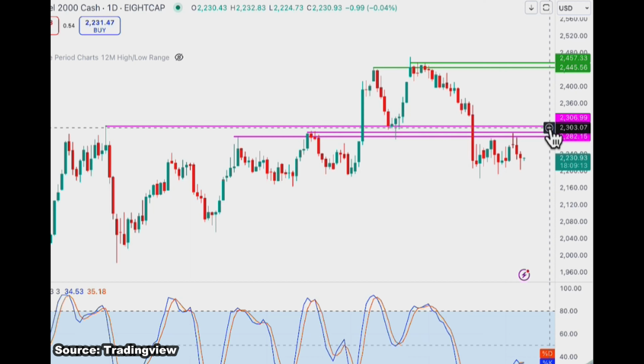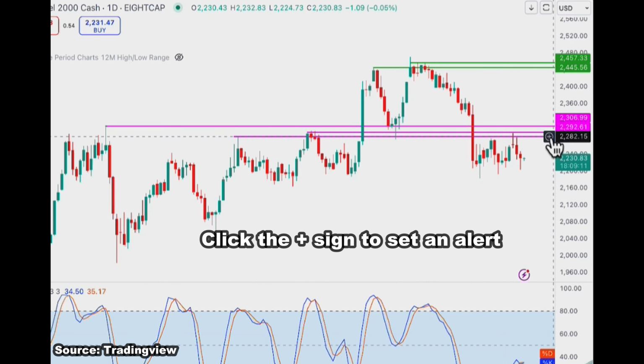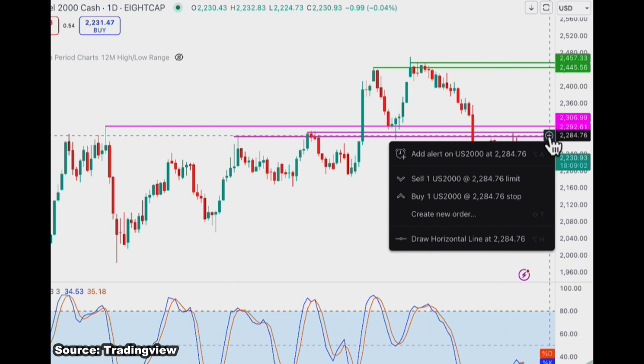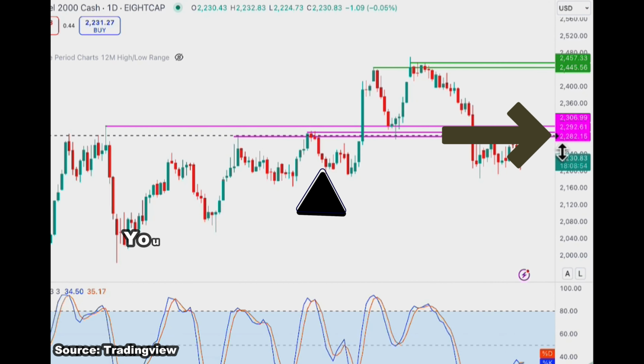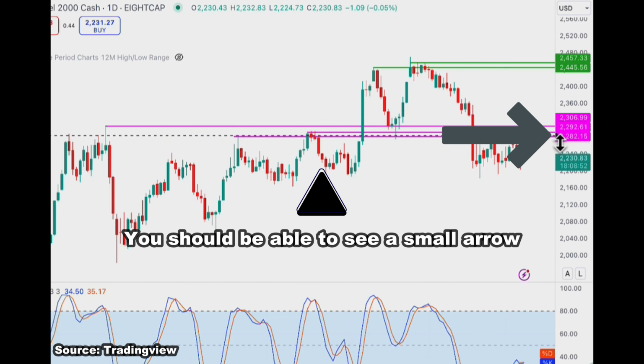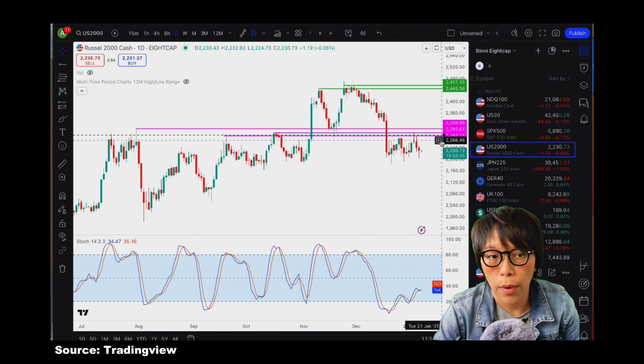For example, I would want the price to alert me when it's near to this plus sign at this level here, which is 2,285. So I just click the plus here and add the alert on US 2000 at around this price. Now add it. Once you add that, you should see an arrow. This small little arrow here says that you have successfully added an alert. Later I will go through the place where we can edit the alert.